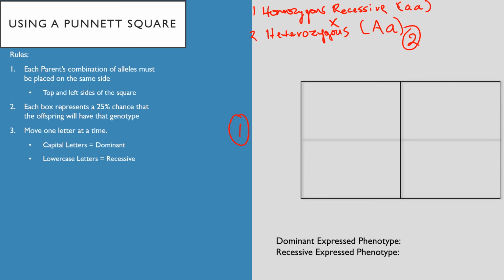So I'm going to put parent 1 over here, a, little a. Parent 2 from our original generation, capital A, little a. And I'm just going to do the same thing. I'm going to go ahead and make the arrows to show you where these are going to go.